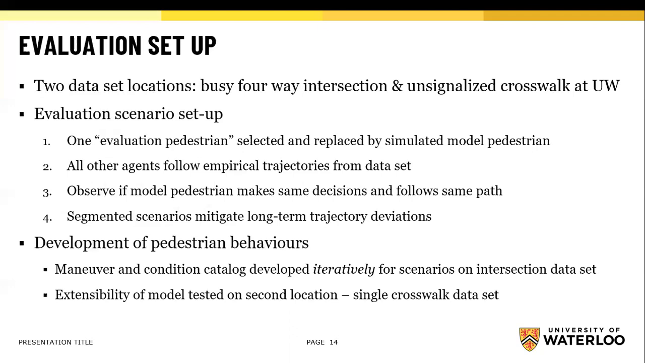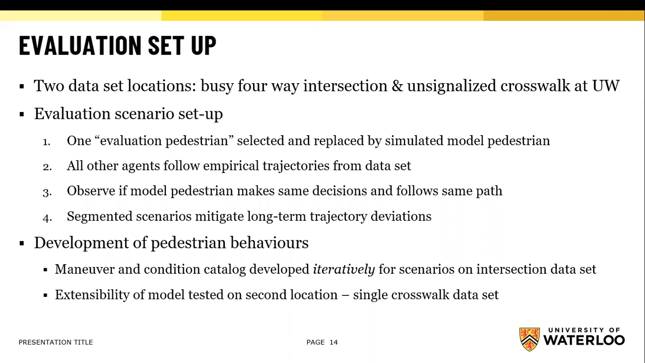And so to mitigate this, we took the full intersection dataset evaluation scenarios and chopped them up into segments. So each segment defined its own individual evaluation scenario, and these segments represented a portion of the pedestrian's journey. So this could be a single stretch of sidewalk or crossing a single crosswalk. So this helped mitigate that long-term deviation.